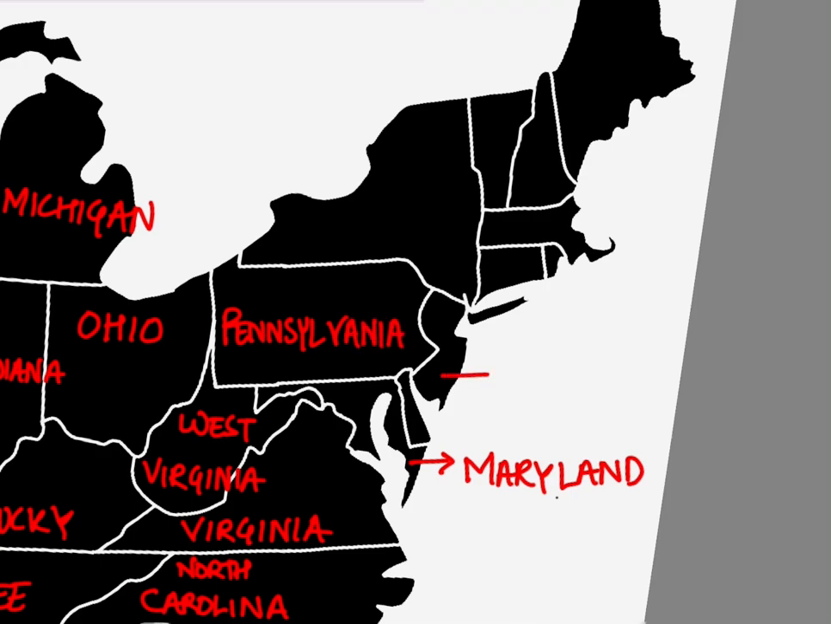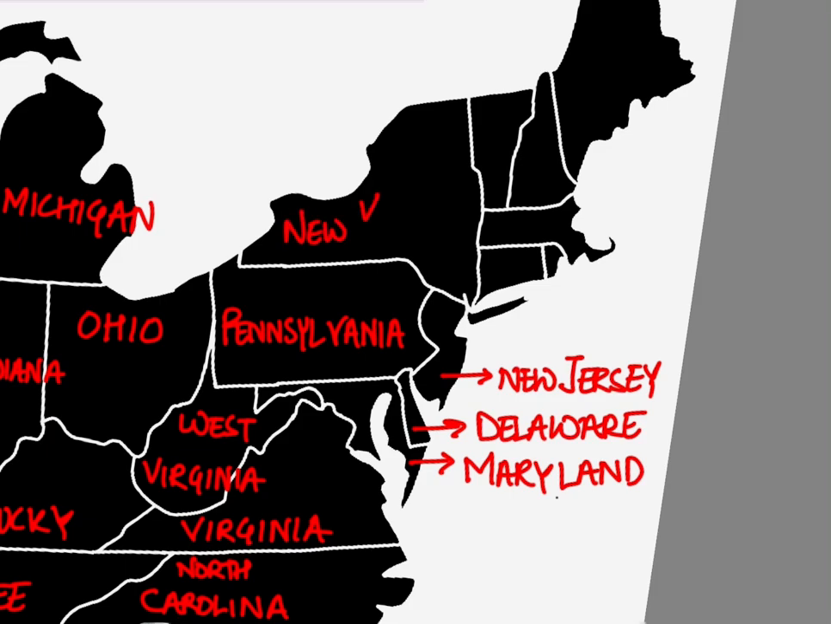This should be New Jersey. Yeah, I forgot one. This is Delaware. This should be New York. And this state would be Connecticut. If this is Connecticut, the state towards its east would be Rhode Island.